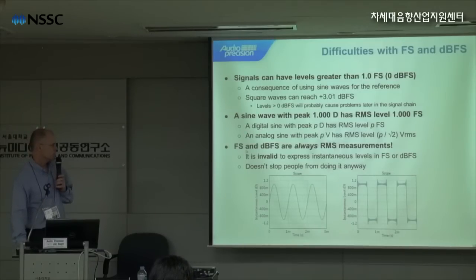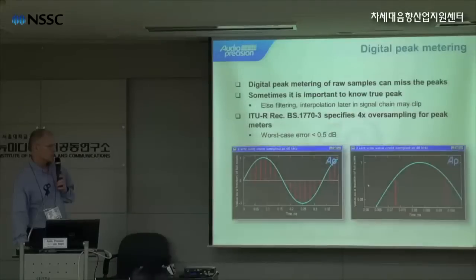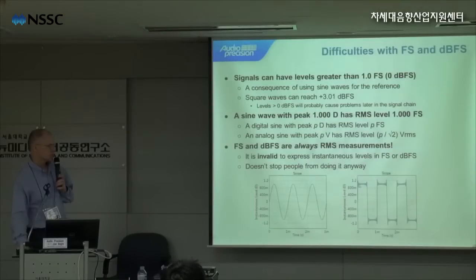Another point to note is that FS and dBFS are always RMS measurements. So it's invalid to express instantaneous levels in FS or dBFS. Here we're showing units of D on the vertical axis, and a full-scale wave just touches it at plus 1 D and minus 1 D. For a square wave, there's some ringing here because of Gibbs phenomenon, but the signal just touches at plus 1 D or minus 1 D.